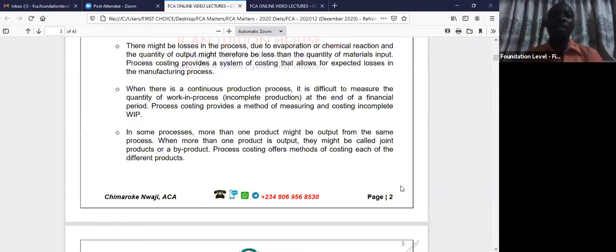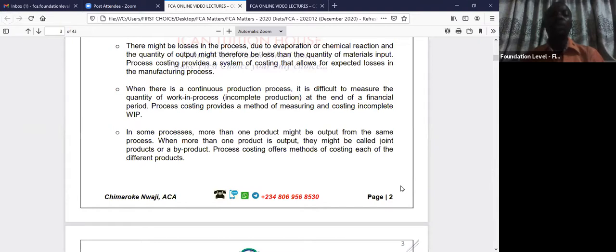Let's say the bread, some of them have been put in the oven and are out of the oven. And some of them are in the cooling room, cooling and waiting to be sliced. They may be 80% complete in conversion and 100% complete in material. So sometimes it is difficult to measure the quantity of work in progress at the end of the period.